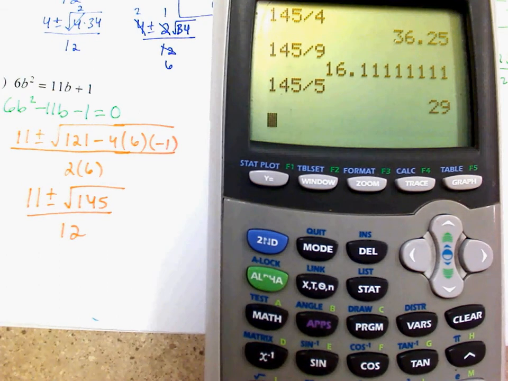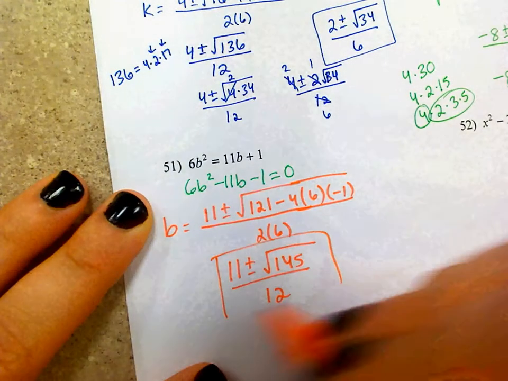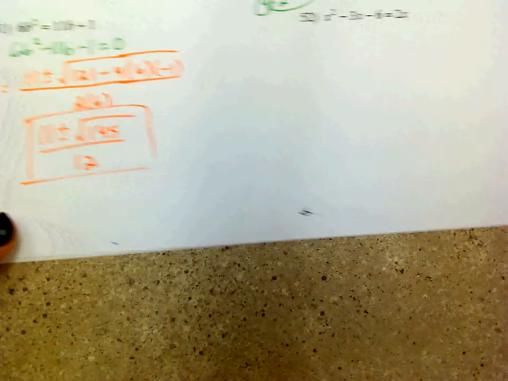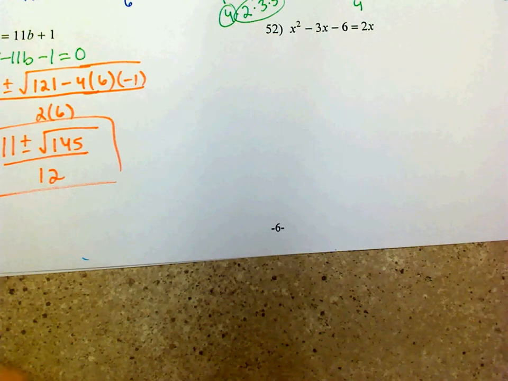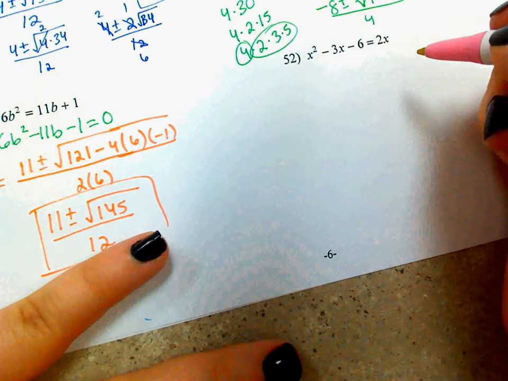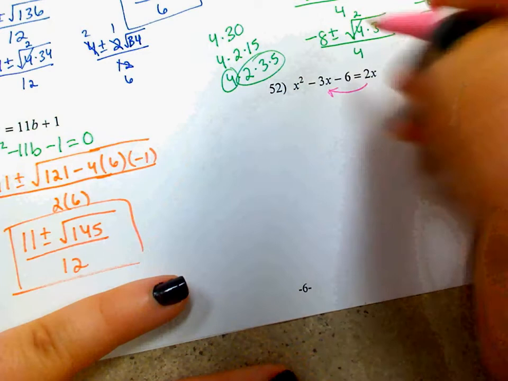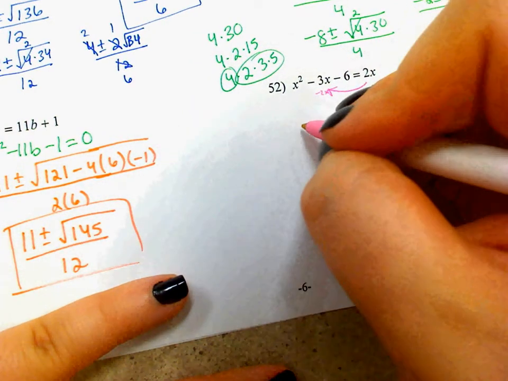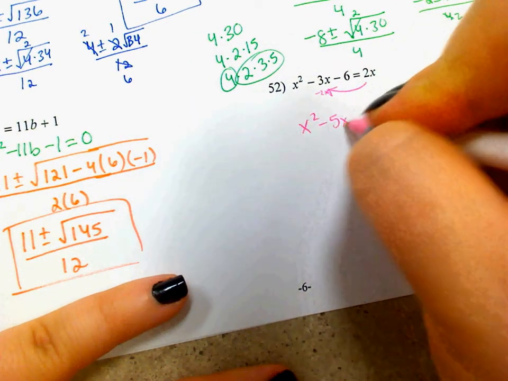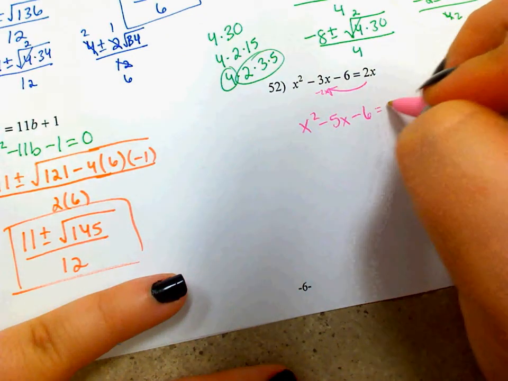Okay. On 52, I need to get all the terms on the same side. So I'm going to subtract 2x over here. So that means that's a negative 5x. So x squared minus 5x minus 6 equals 0. It does say to solve using the quadratic formula. I have a feeling I could factor this one though. So let's just do that real quick.